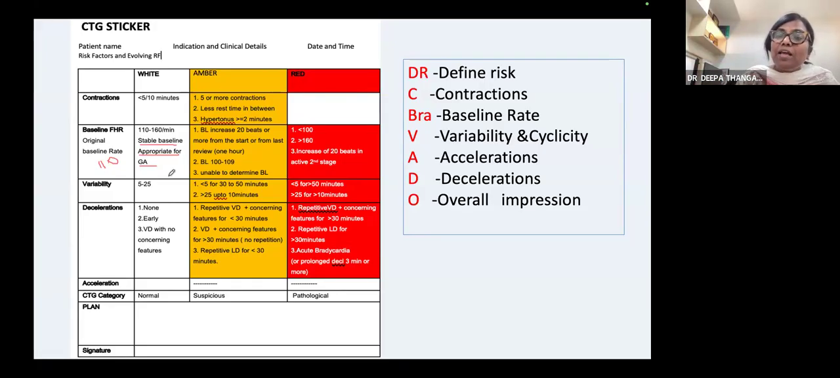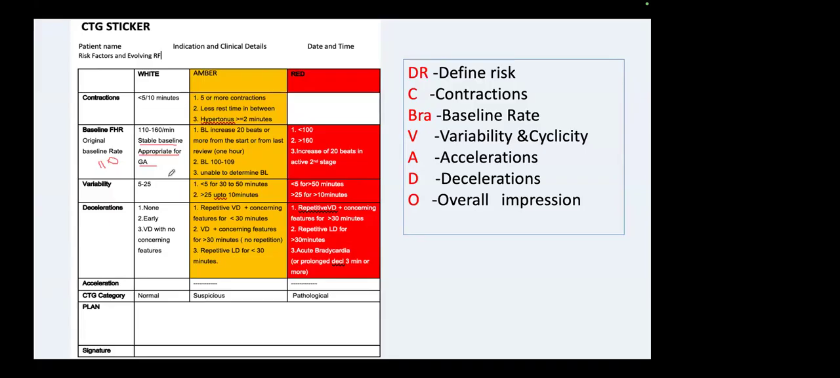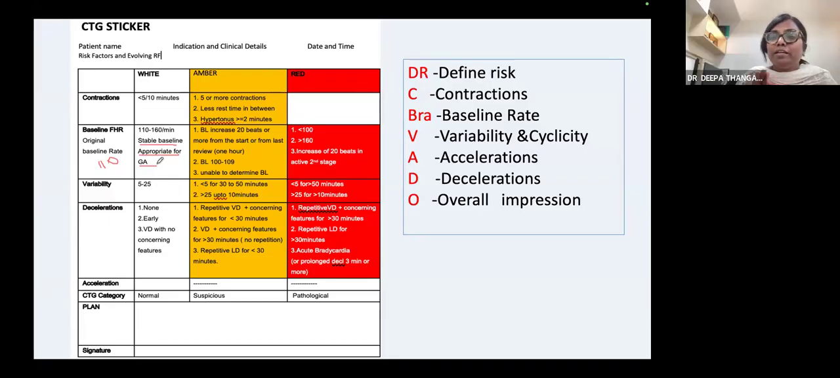So when you see babies at term, like 37, 38, 39, 40 weeks, the baseline heart rate we expect is 110, 120, 130 or maximum 140. If the baseline heart rate is 150 when you see a 40 weeker, then it is not appropriate. That baby needs some kind of scrutiny or surveillance. Stable baseline means whenever there is a deceleration, the baby comes back to the baseline and stays there for more than 2 minutes. So that is all normal.